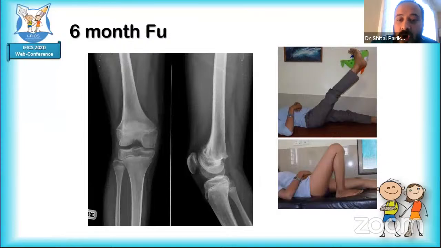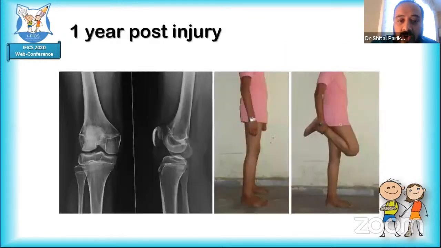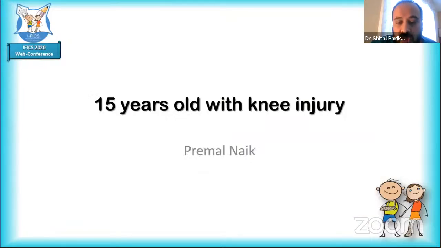We don't see this too often here in the US. We end up watching them closely, fixing them, and not having to deal with it. So even though this patient remodeled well, I don't think this would be the ideal way of treating this fracture.